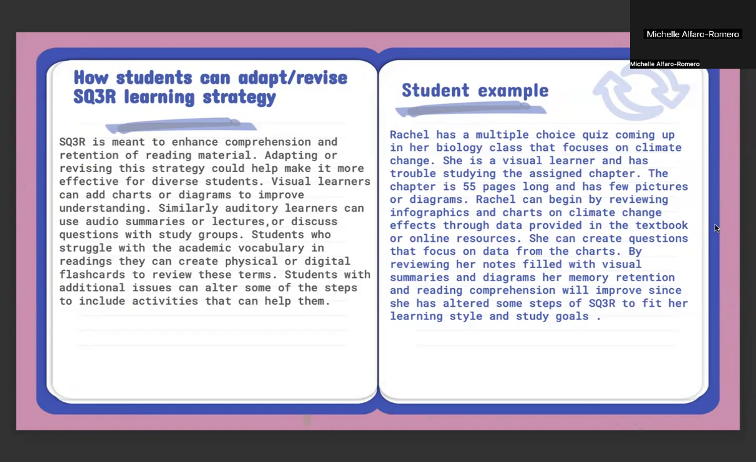She can create questions that focus on data from the charts while she reads, and by reviewing her notes filled with these visual summaries and diagrams, her memory retention and reading comprehension will improve since she has altered some of the steps of SQ3R to fit her learning style and goals.